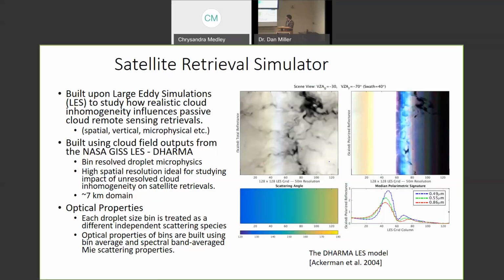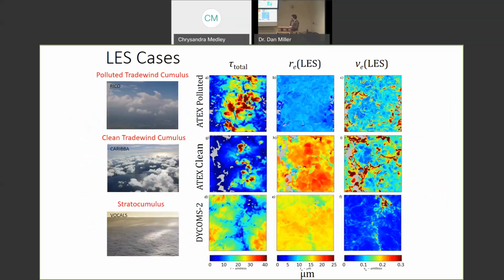All of the bin microphysical properties, in terms of how the droplets are scattering, are calculated from Mie theory. Each bin is treated as a separate scattering species. So they're all scattering at the same time, but they're all treated separately. We're using a vector radiative transfer code, so we get total and polarized reflectances, and we can learn some stuff from that. The other thing is that I used several different LES cases, and I have even more than this, but they weren't part of some of the major, broad cross-cutting studies.